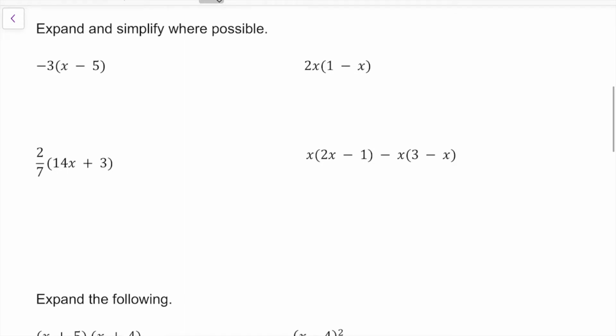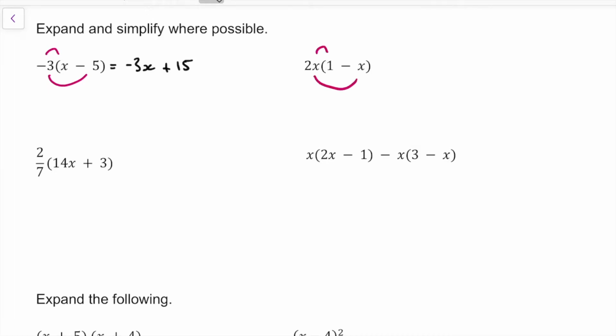Alright, let's have a look at these little guys. Expand and simplify where possible. So again, we're just going to multiply across. So we have minus 3x, and then we have minus 3 times minus 5. So we're going to actually get plus 15 there. Okay. So we're just multiplying everything inside by everything outside.